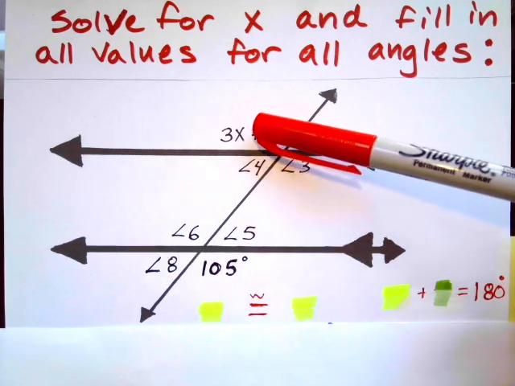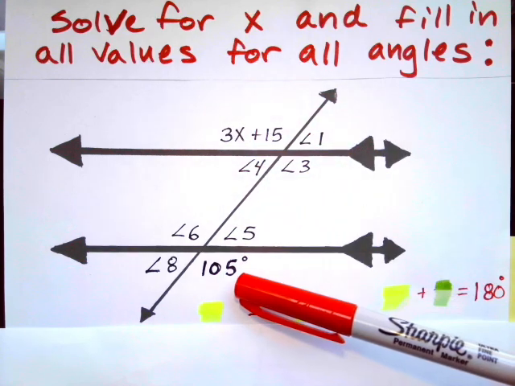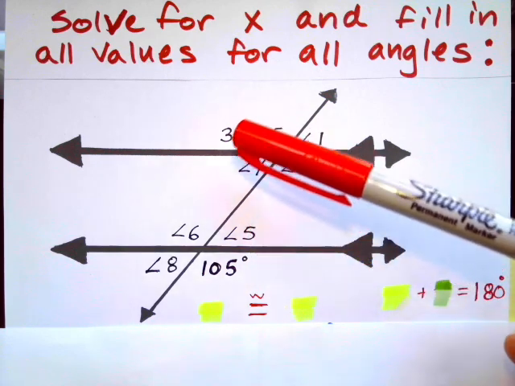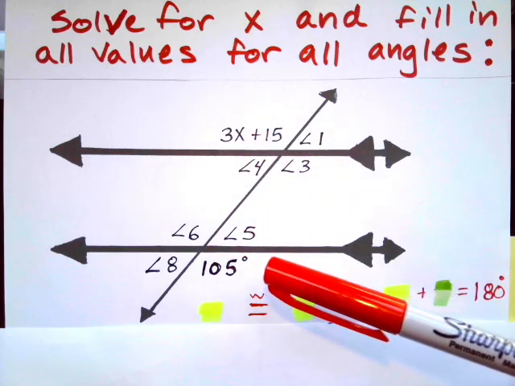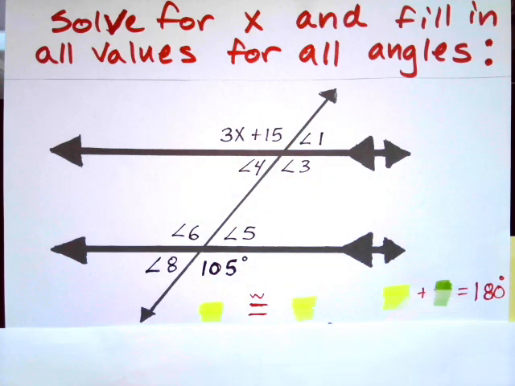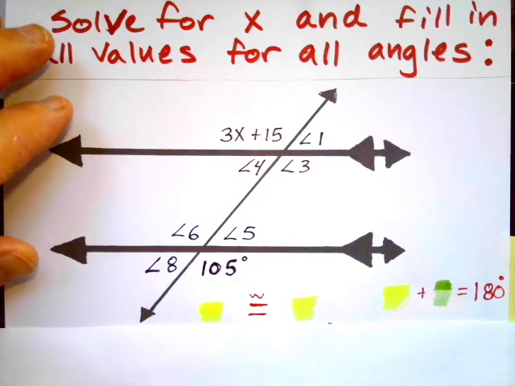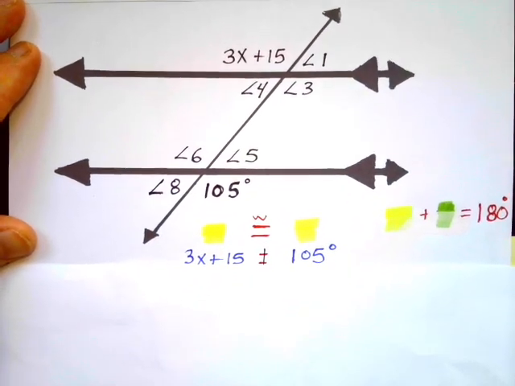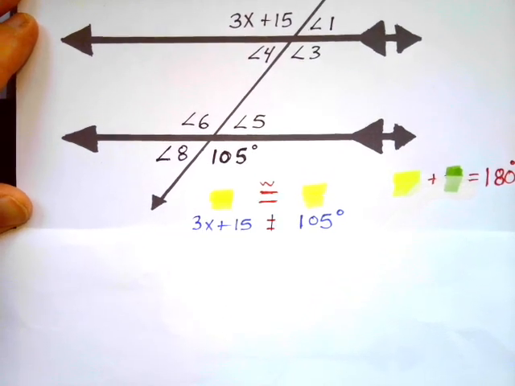So 3x plus 15 and 105 are what are called alternate exterior angles, and they are congruent. So this would be highlighted in yellow, and this angle will be highlighted in yellow. So you can set them equal to each other. 3x plus 15 is equal to 105. You put that over here. You would then solve for x in a two-step equation. Let me show you what that looks like here.